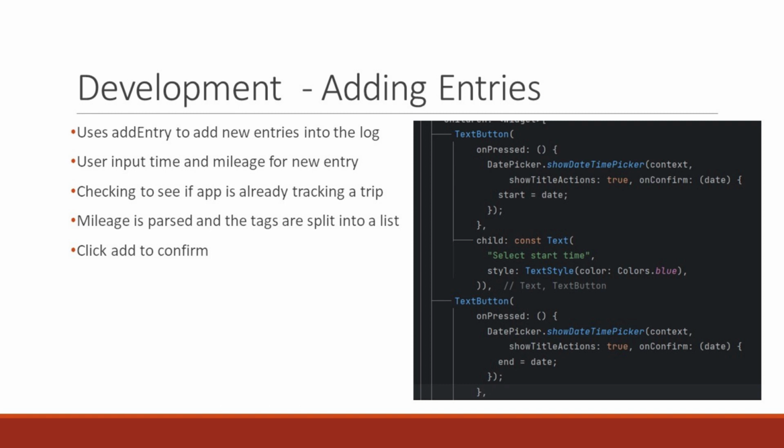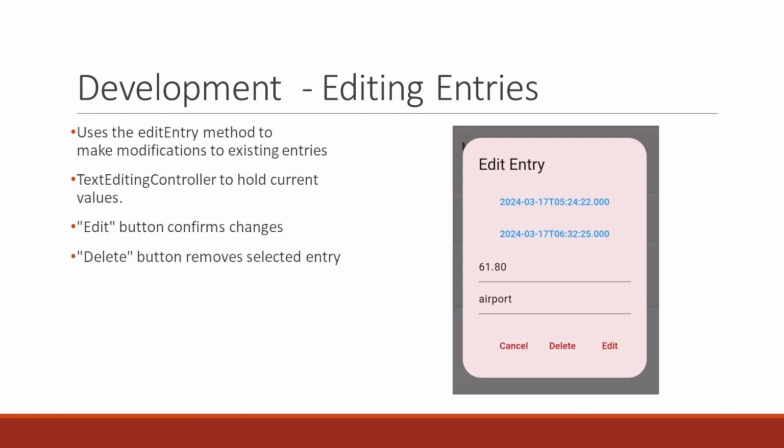We're going to move on to the editing entry section. For editing entry, an entry in the list can be tapped on by the user, which then causes the app to respond with a dialog widget, which is similar to the add entry dialog. But each user input is pre-populated with the selected entry's original values using the text editing controllers for the entry's tag list and mileage, and dates via the date picker's start parameter.